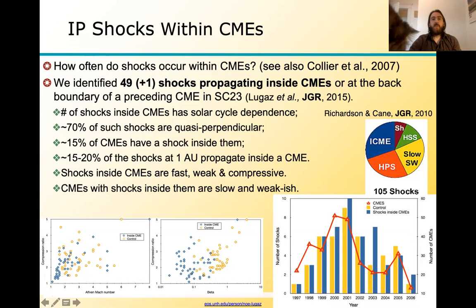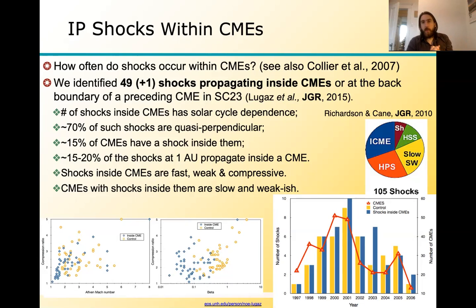So how often do you see this type of shock inside coronal mass ejections? There was work done 10 or 20 years ago, including by Collier et al. What we did in a study in 2015, published in JGR, is we identified all the shocks propagating inside coronal mass ejections in solar cycle 23, about 50 of these shocks. You can see the number of shocks in blue versus the year, and the number of CMEs. It clearly follows a solar cycle dependency, with more shocks inside CMEs at solar maximum, which makes sense because to have a shock inside a CME, you typically need multiple CMEs: a preceding one, and a faster one that can catch up and have a shock propagate through it.